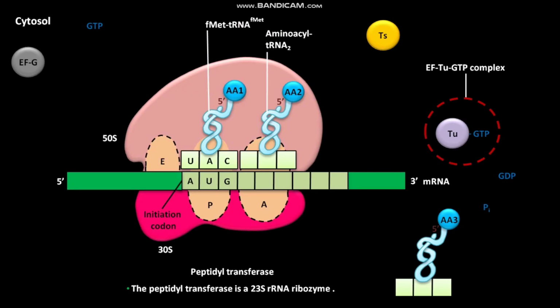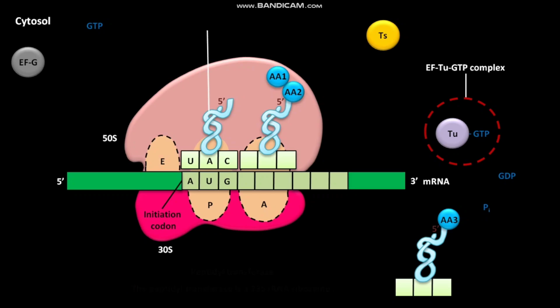During peptide bond formation, amino acid 1 is transferred to amino acid 2. As previously said, due to the peptide bond formation, a deacylated tRNA fMet is formed in the P site. Also due to peptide bond formation, a dipeptidyl tRNA 2 is also formed in the A site.